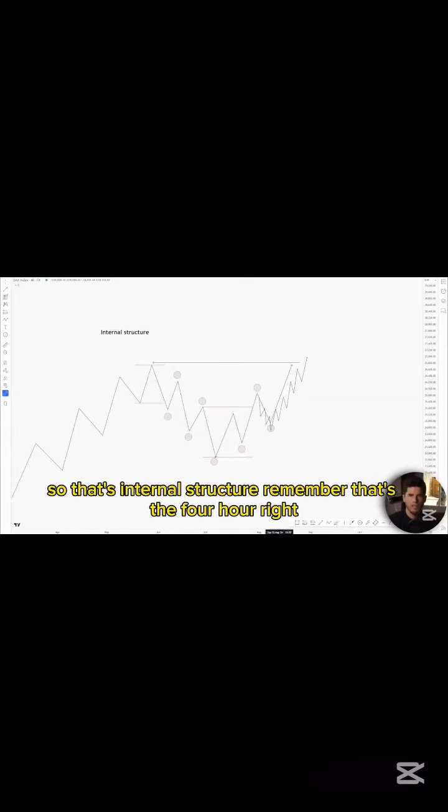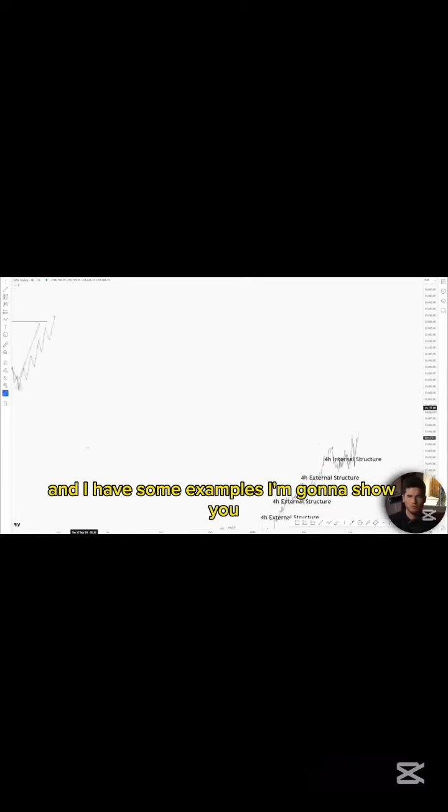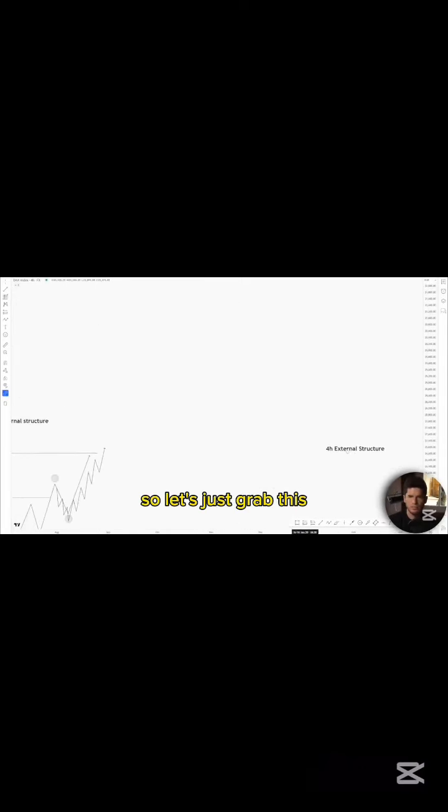So that's internal structure. Remember, that's the 4 hour, right? Next up, we're going to be covering external structure. And I have some examples I'm going to show you. So let's just grab this and we can draw on the 4 hour chart again. Now remember, this is the 4 hour chart. So we have the 4 hour in a bullish market, which is printing higher highs and higher lows.